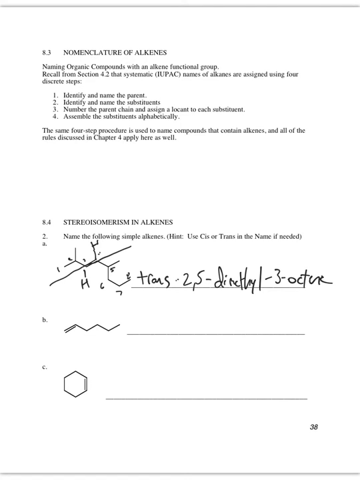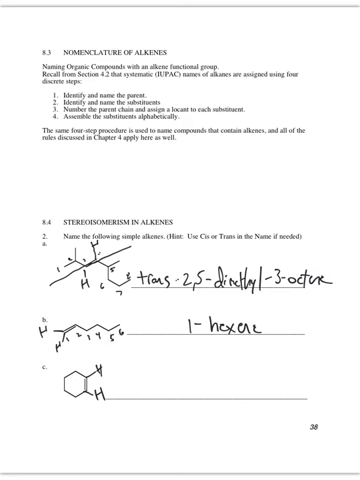On the next one we have 1, 2, 3, 4, 5, 6 carbons, so it's a hexene, and the double bond is on carbon 1, and on carbon 1 we have 2 hydrogens on it, so we have 2 of the same thing, so we don't have to say cis or trans, it's just 1-hexene.